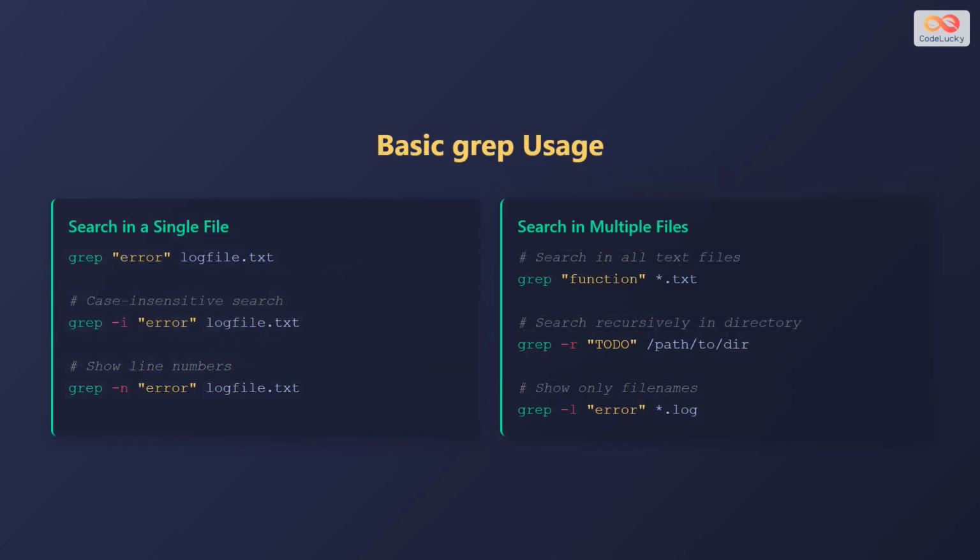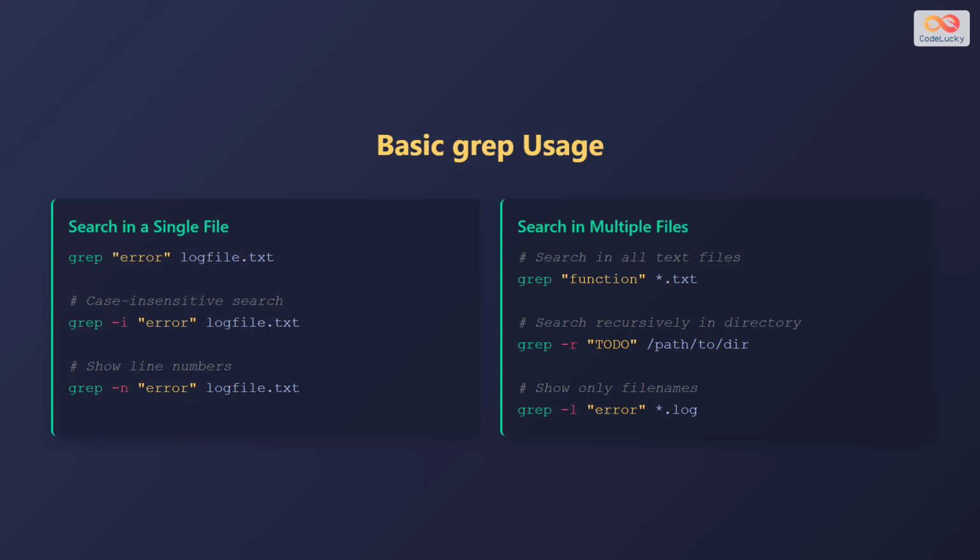Now let's explore some basic ways to use Grep. To search within a single file, the command is straightforward: grep, followed by the string you're looking for and the file name. For instance, grep error log file.txt will find all lines containing the word error in the log file. If you want to perform a case-insensitive search, meaning it doesn't matter if the letters are upper or lowercase, add the I option, grep -i error log file.txt. To display the line numbers where the matches are found, use the N option, grep -n error log file.txt.